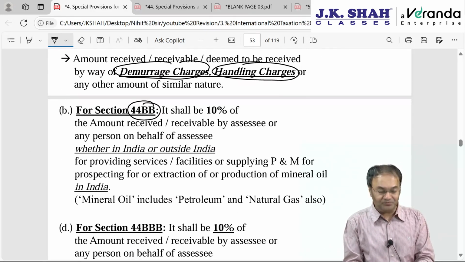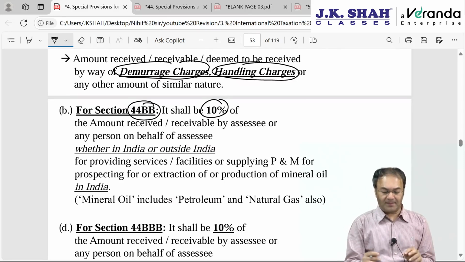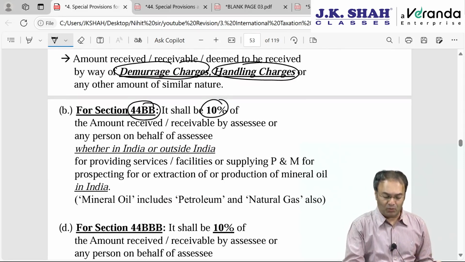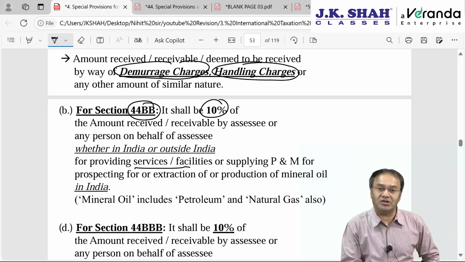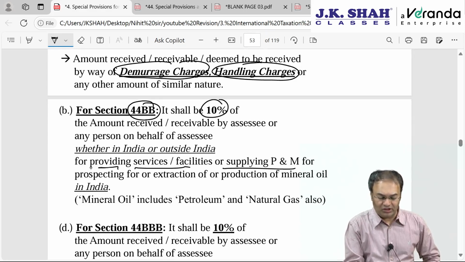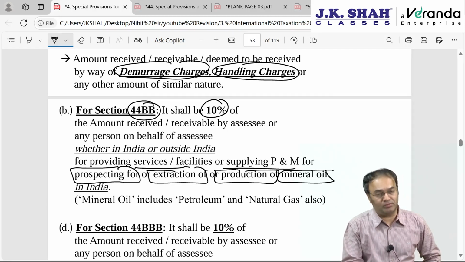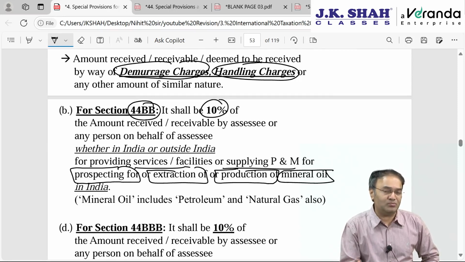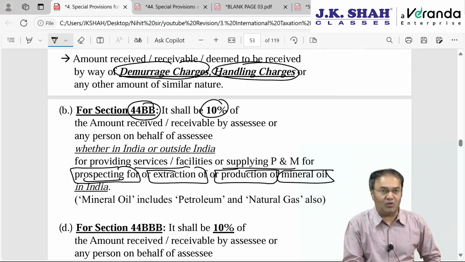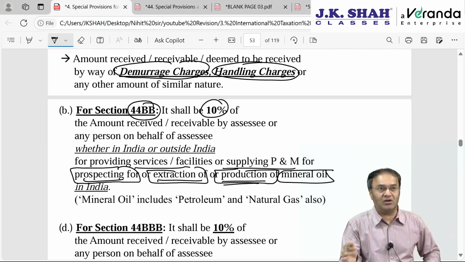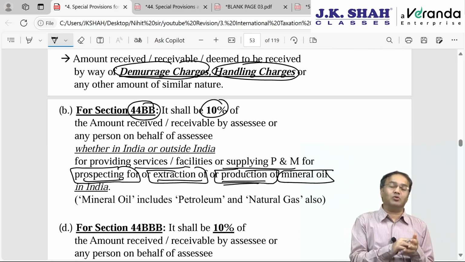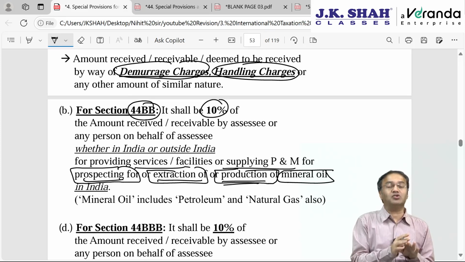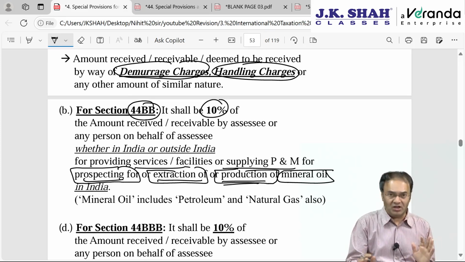And 44BB, what is 44BB? 44BB is for providing services or facilities or supplying plant and machinery on hire for three things: prospecting for, extraction of, or production of mineral oil. Mineral oil will include petroleum and natural gas also, crude oil and natural gas both. Prospecting for means searching for. Once it is searched, then extracting it. After extracting it, taking it to the factory and, through chemical or other processes, converting it into a proper finished good, or refining it, is called production.